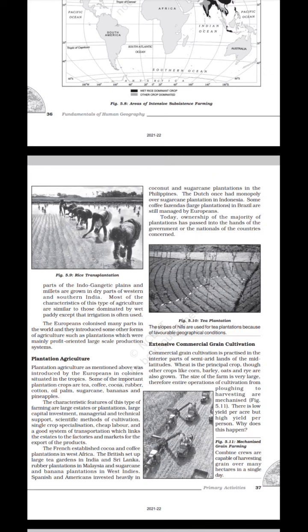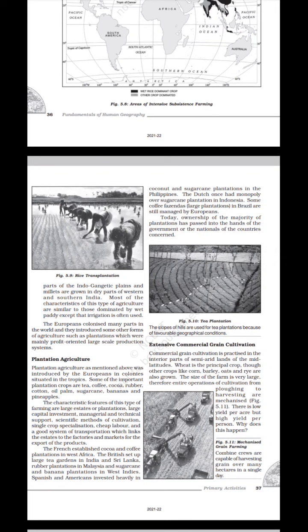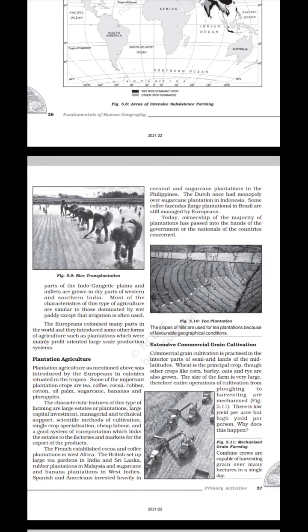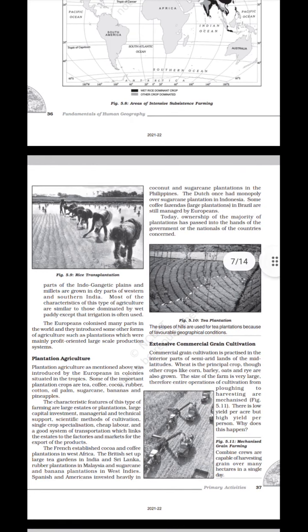The French established cocoa and coffee plantations in West Africa. The British set up large tea gardens in India and Sri Lanka, rubber plantations in Malaysia, and sugarcane and banana plantations in the West Indies. Spanish and Americans invested heavily in coconut and sugarcane plantations in the Philippines. The Dutch once had monopoly over sugarcane plantations in Indonesia. Some coffee fazendas, large plantations in Brazil, are still managed by Europeans. Today, ownership of the majority of plantations has passed into the hands of the government or the nationals of the countries concerned.